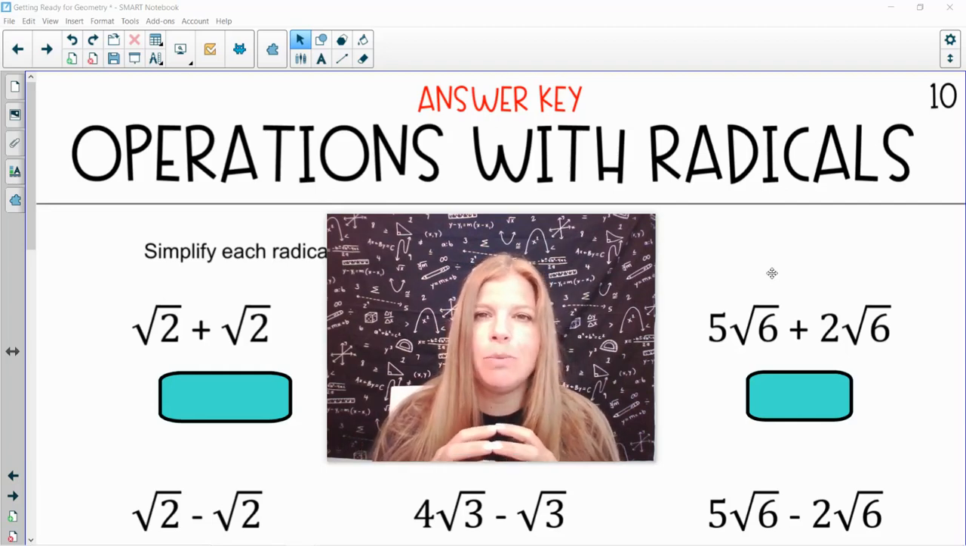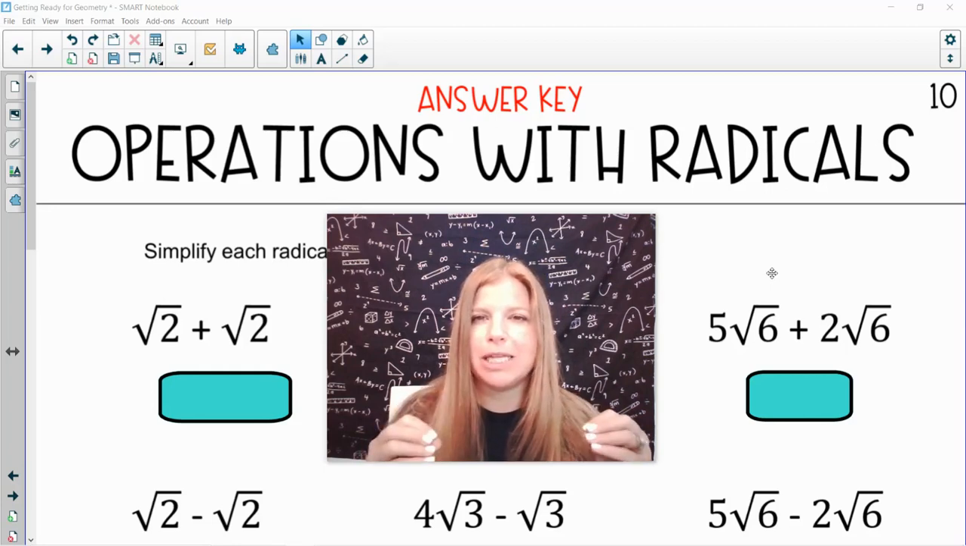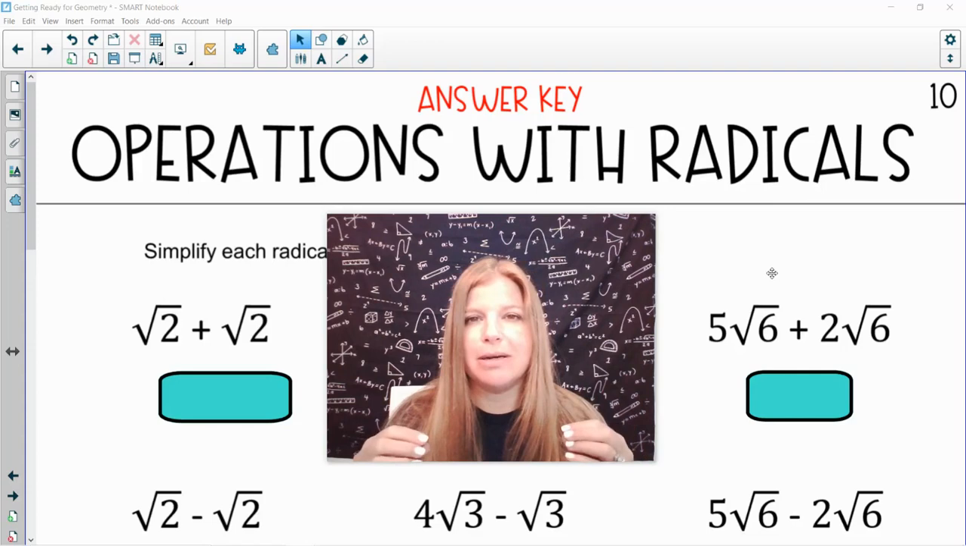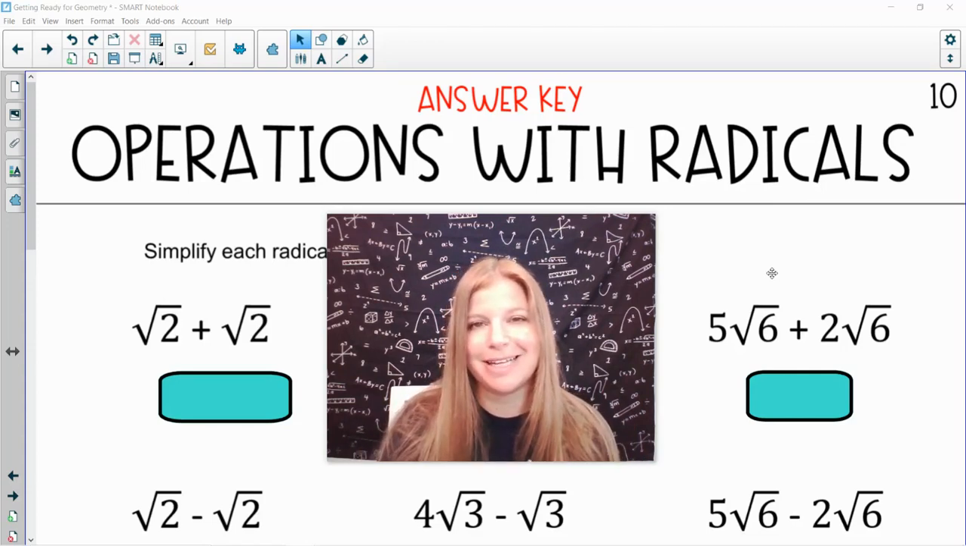If they're not the same, what we want to do is see, can we break them apart using our simplifying radical skills? Can we break them apart to then see if we have the same radicand? And if we do, then we can combine them at that step.